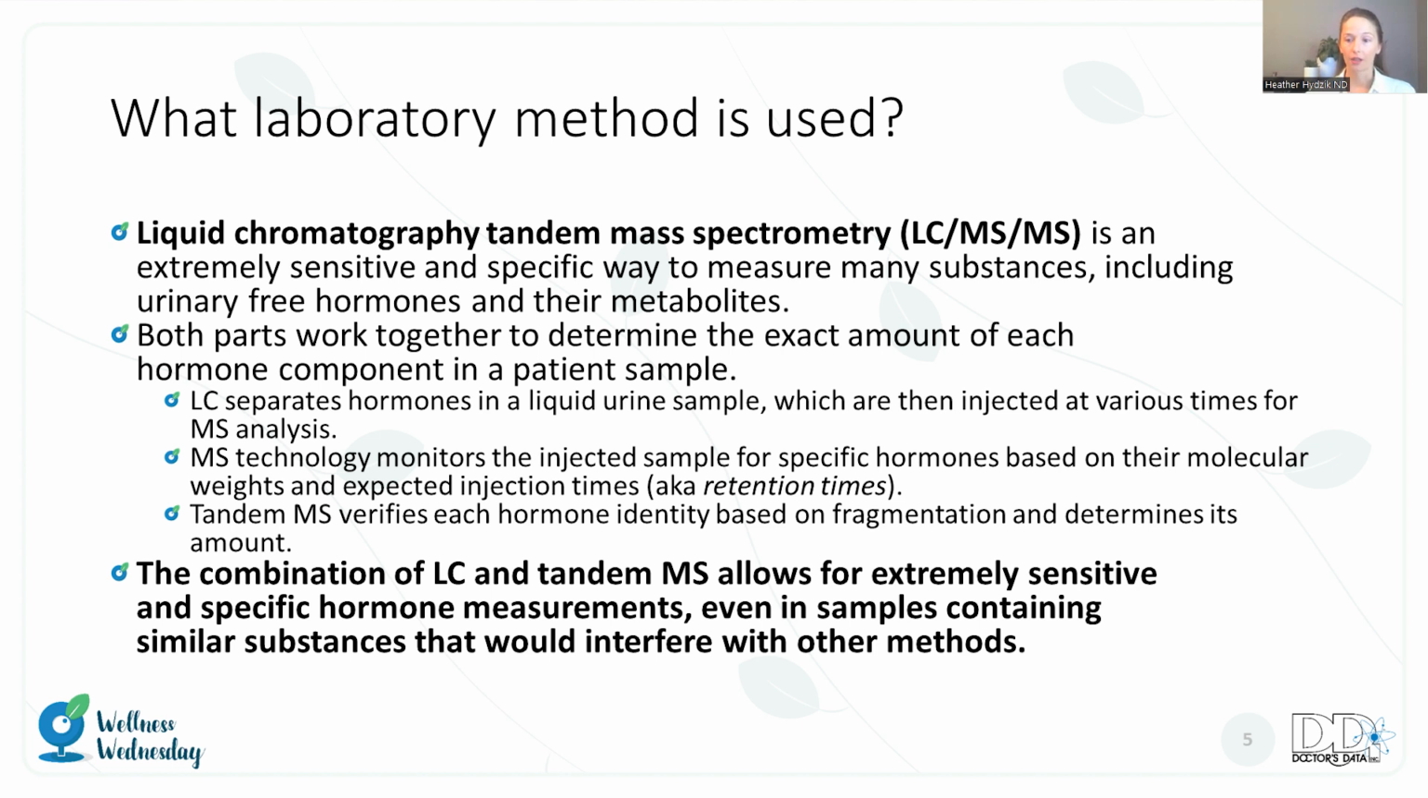All of the analytes on the HuMap are tested via LC-MS-MS. This is the most sensitive and specific method available. It stands for liquid chromatography tandem mass spectrometry. There's more info on that on this slide if you want to know more. It's really accurate for samples that contain similar substances that could possibly interfere with other laboratory methods. So that's why we use that.